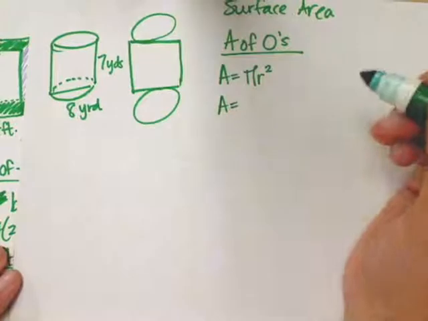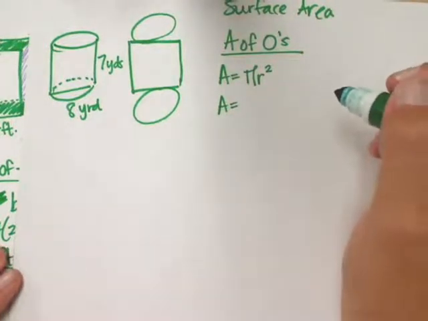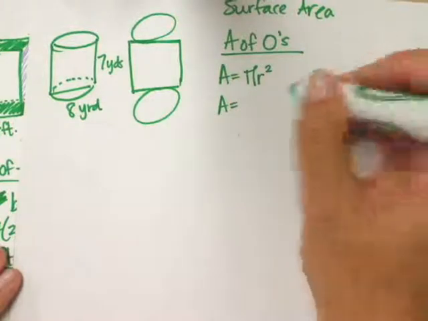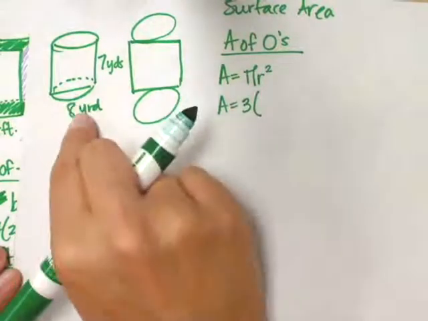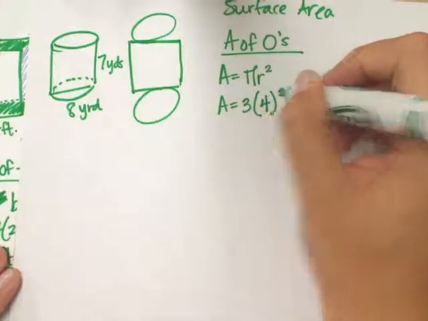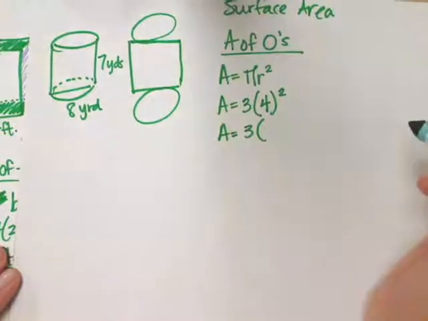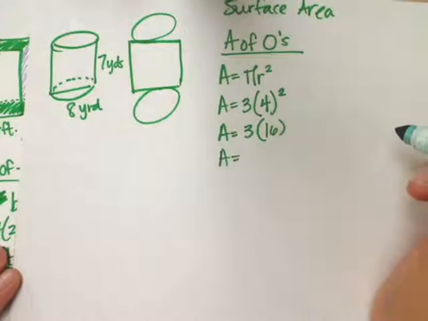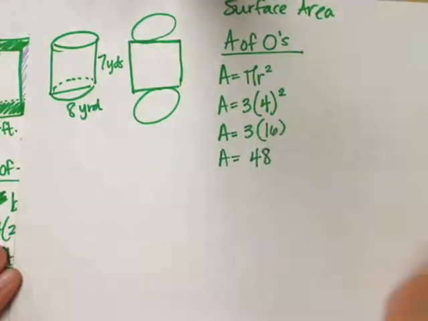And because we don't have calculators and we can probably solve using 3 when looking at a multiple choice test, we're going to use 3 for pi. 3 times, my radius is what? 4, because it's half of 8. And don't forget to square that. 4 squared is 16. 16 times 3 is 48. Is that right? Yes.